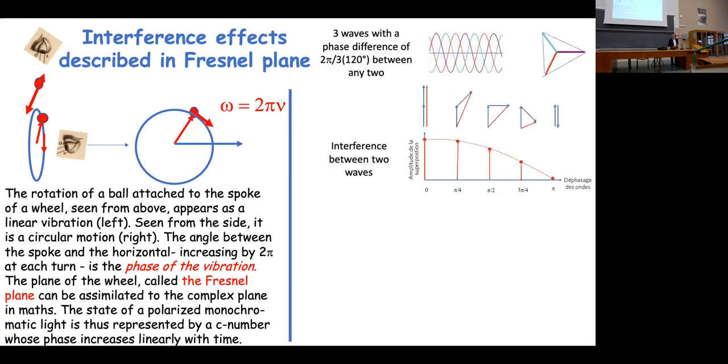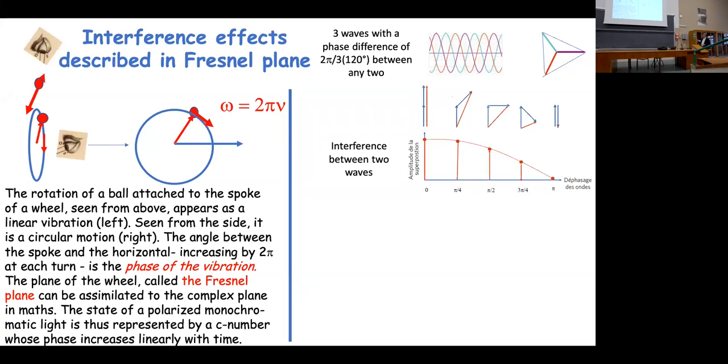This is very useful to compute interference phenomena. For instance, I have shown here what happens when you have to combine two light beams which have been separated and recombined. What happens when they are in phase? When they are in phase, the vector which represents the total vibration is the sum of the two vectors, which is twice as large. Now, if they are out of phase, which happens here, they just cancel each other.